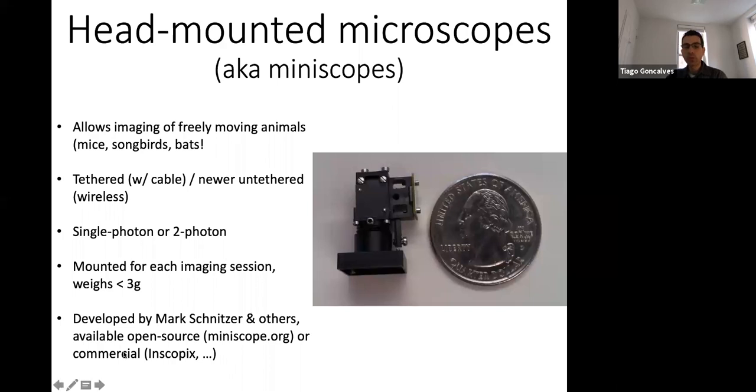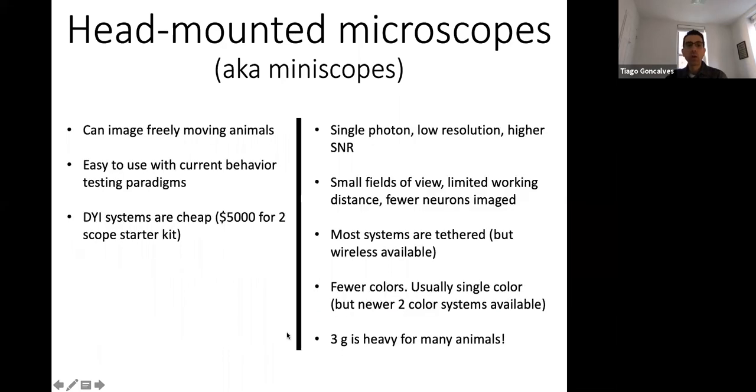They're also relatively cheap. There's commercial sources like Inscopix, but there's also the UCLA Miniscope, which is open source, and there's other open sources. So you can image freely moving animals, easy to use. The do-it-yourself systems are really cheap. It's 5,000. This is much cheaper than a 2-photon microscope.